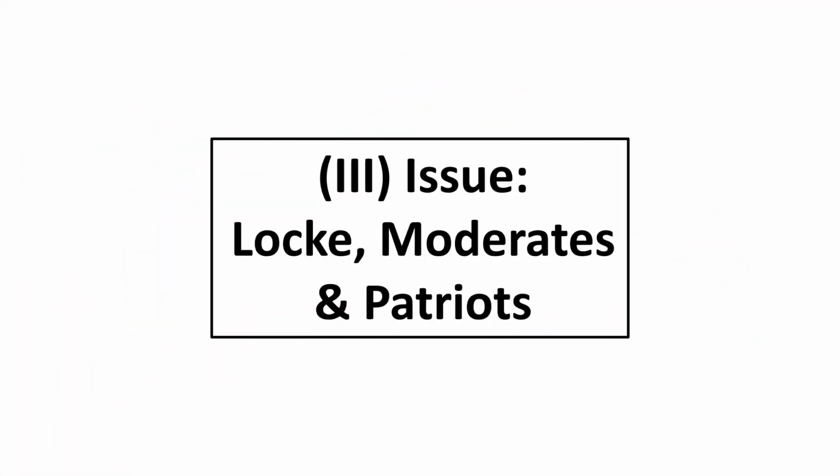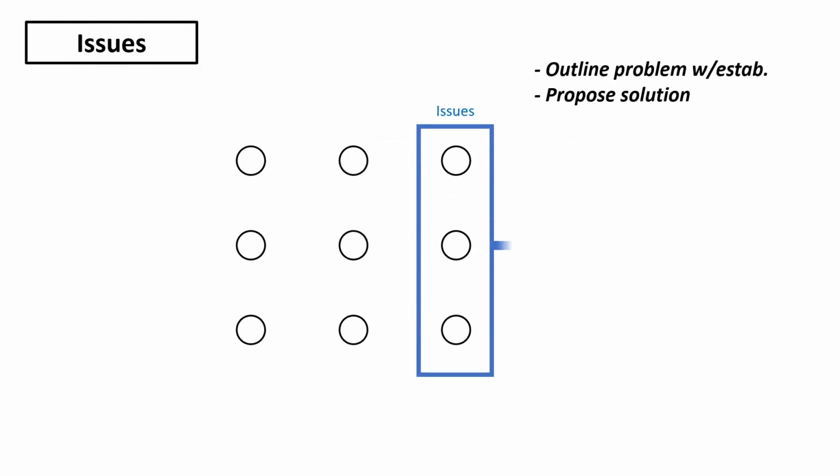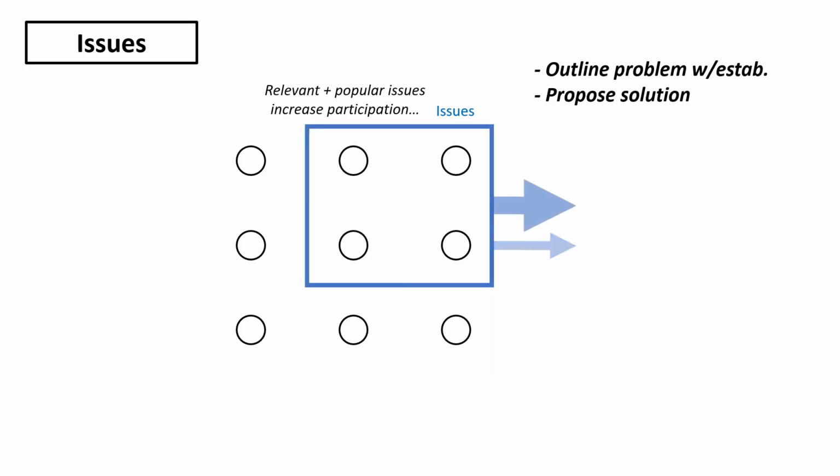So a few colonial elites were upset, but that wasn't enough to make them work together as a movement. They needed an issue, something that outlines the problem with establishment policy and offers a solution to fix it. The point of an issue is to encourage people to participate in the movement, so ideally, the problem should be relevant and the solution popular. Again, we need to remember that the colonists were very fragmented, so what was a serious problem to some might have been barely relevant to others.